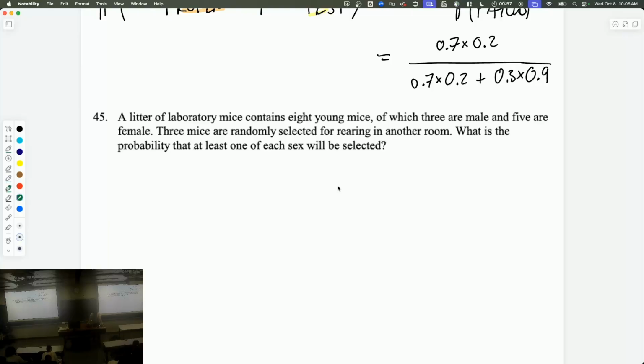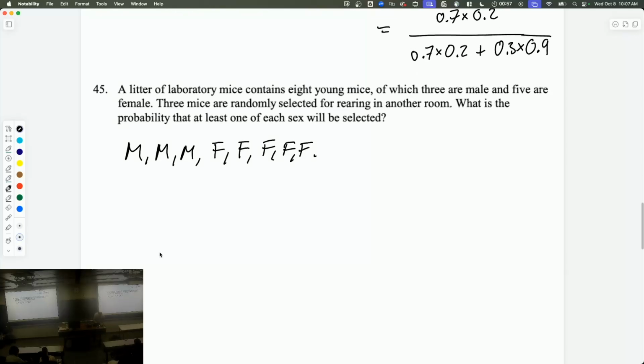A litter of mice contains 8 mice, 3 males and 5 females. So once again, my brain immediately goes to Scrabble tiles. We have 3 Scrabble tiles that say M, and 5 Scrabble tiles that say F, and they're all in a bag hanging out together. So we have M, M, M, and then F, F, F, F, F. Any kind of sampling we do, I just think of it as combining these things in a different way. Okay, 3 mice are selected for rearing in another room. So to me, we're going to pick them in order like this and say there's the first one, the second one, and the third one.